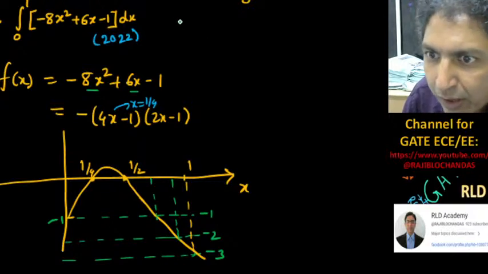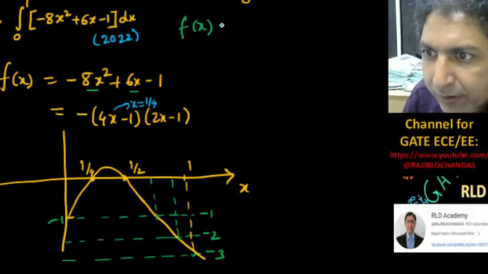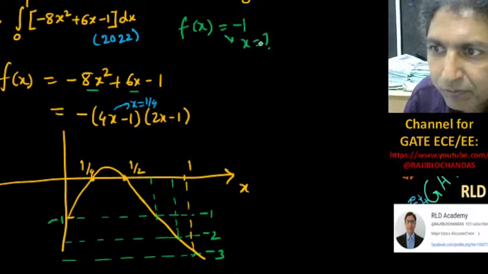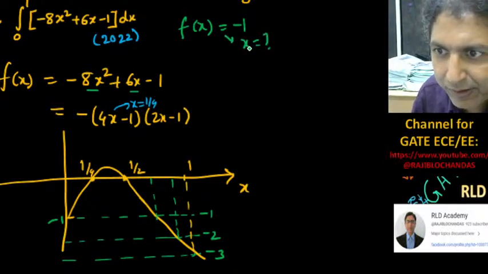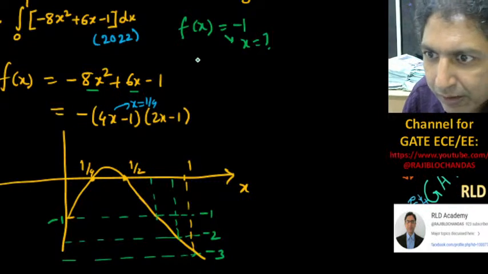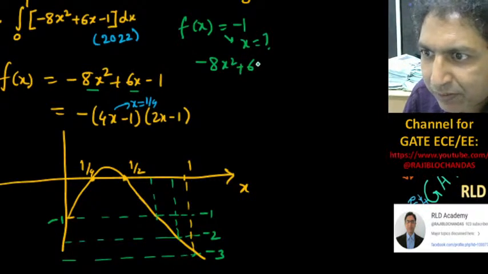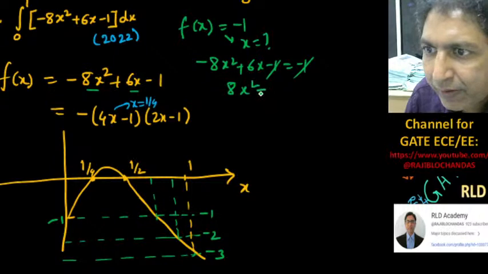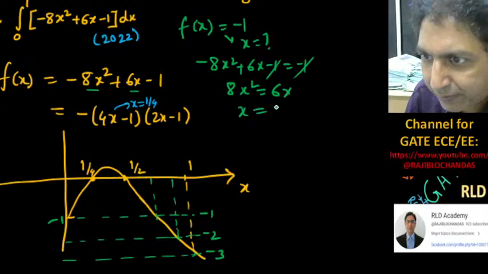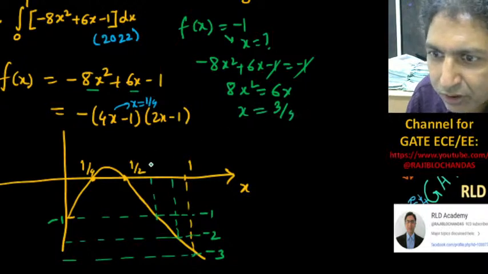So put f of x equals minus 1. What is the x value? That you can do easily. So this is minus 8x square plus 6x minus 1 equals minus 1. This cancels out. So 8x square equal to 6x, x cancels out. So x equals 6 by 8, means 3 by 4. So this is your 3 by 4.